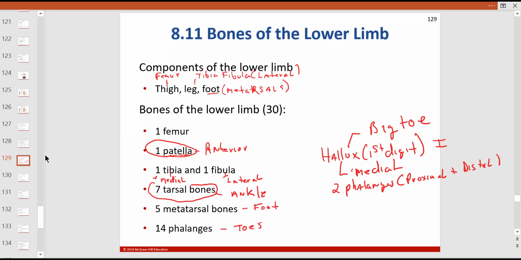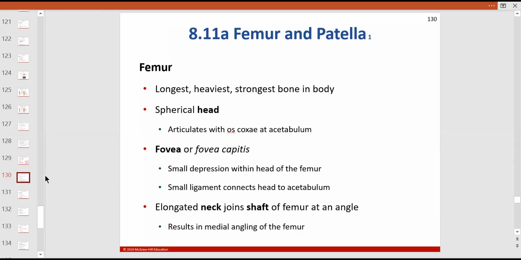Okay, so digits 2 through 5 have 3 phalanges, just like the hand. And that would be proximal, middle, and distal. I could ask questions like that in words too, to keep it simple. And then sometimes that makes it easier to do the identifications later.